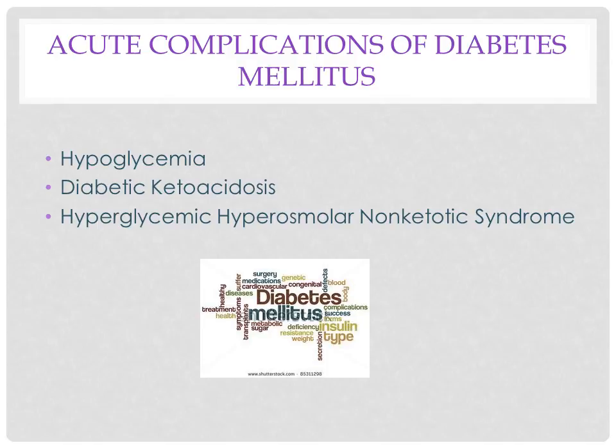Acute complications of diabetes mellitus: hypoglycemia, diabetic ketoacidosis, hyperglycemic hyperosmolar non-ketotic syndrome.